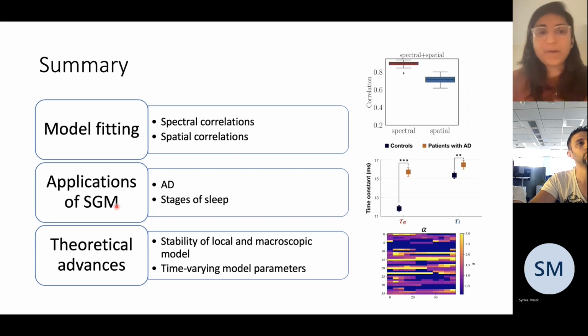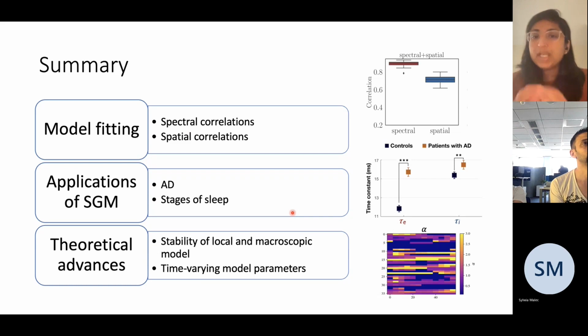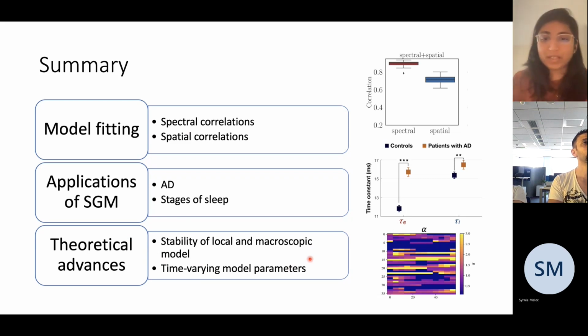And then we applied the local part of this model to Alzheimer's disease and stages of sleep to show how the model parameters are differentially distributed in control versus Alzheimer's disease and in different stages of sleep. And it gave us an indication of how there might be an excitatory inhibitory imbalance, or a change in excitatory inhibitory balance, at different stages of sleep and in Alzheimer's disease. We also did a stability analysis to get a better sense of how this model works and what the parameters are when it's stable and when it's not.